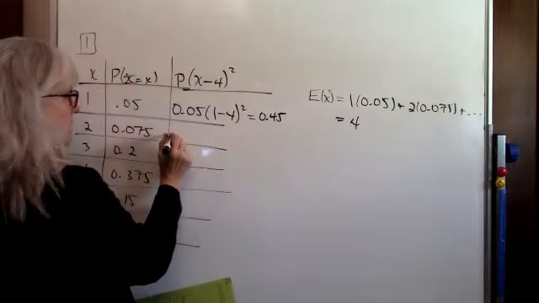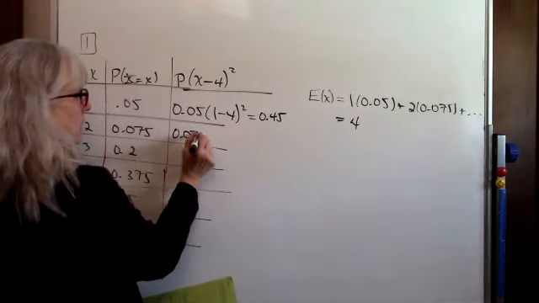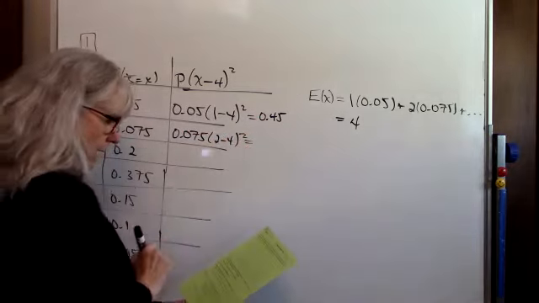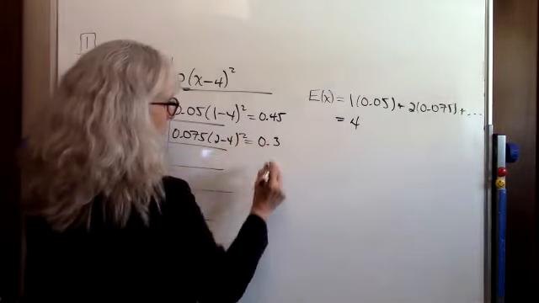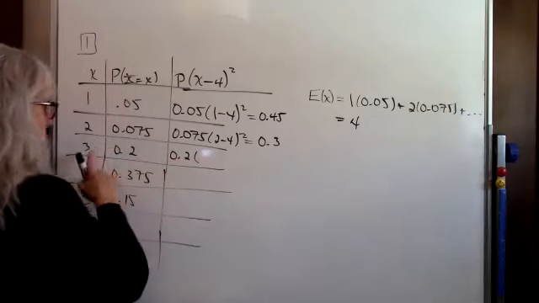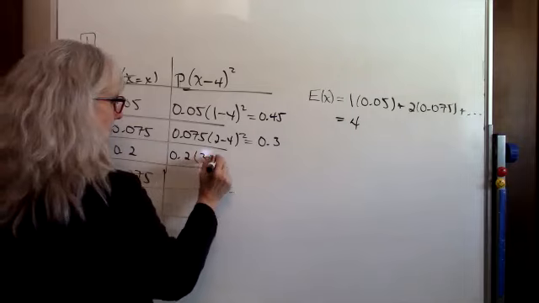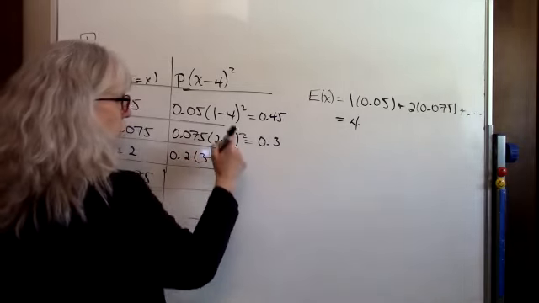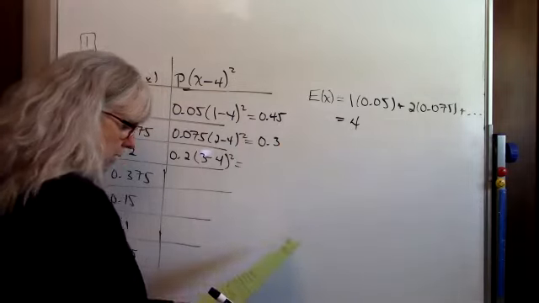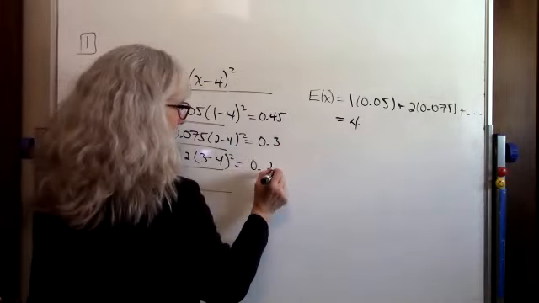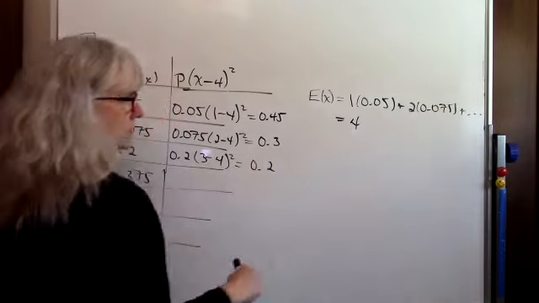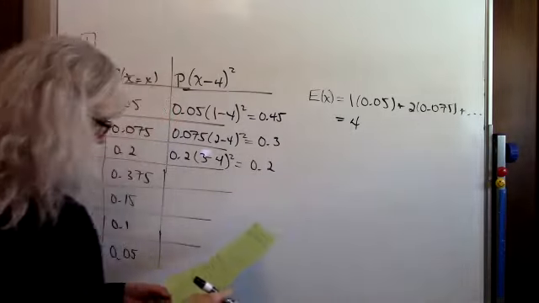The next one would be its probability, 0.075 times 2 minus 4 squared, and that comes out to be 0.3. The next one is 0.2 times the variable x, 3, its value, minus the 4, quantity squared. Notice the 4 is a constant for our formula, and that one comes out to be 0.2. Let me reiterate just to make sure that this 4 is because of the data set itself. It's not always going to be a 4. It's just our data set.